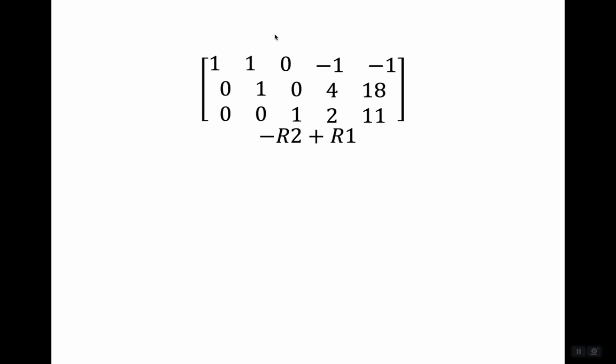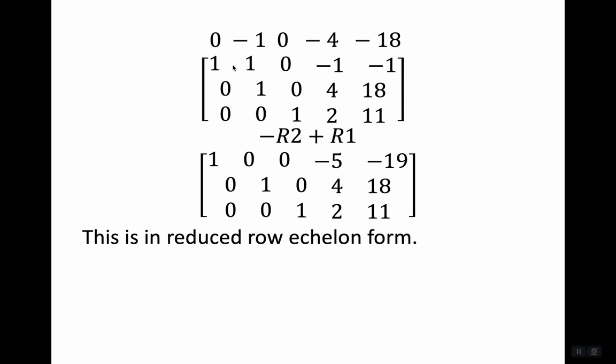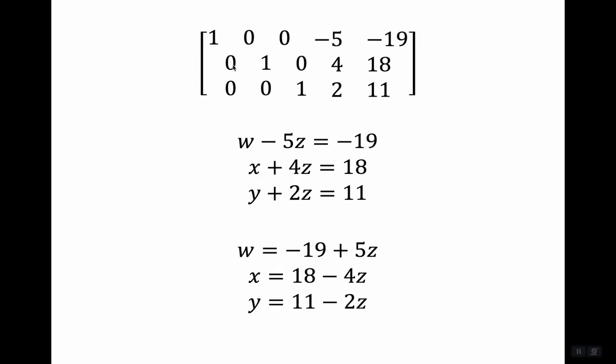Great, we're almost there. We've dealt with this column. That's just dandy. Now let's use this one to kill off the one that's above it. We'll multiply row 2 by -1 and add it to row 1. Here's what the opposite of row 2 looks like. Add that to row 1, and we end up with this: 1, 0, 0, -5, -19. This is in reduced row echelon form.